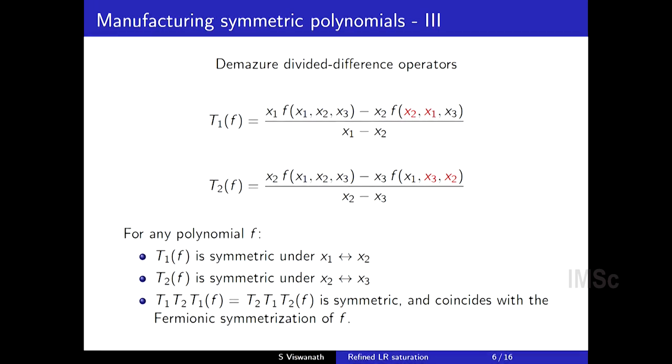And here's the interesting bit. If you apply T1 followed by T2 followed by T1, it turns out to give you the same answer as T2, T1, T2, and the final answer is symmetric. It's a symmetric polynomial, and in fact, it coincides with what we call the fermionic symmetrization.